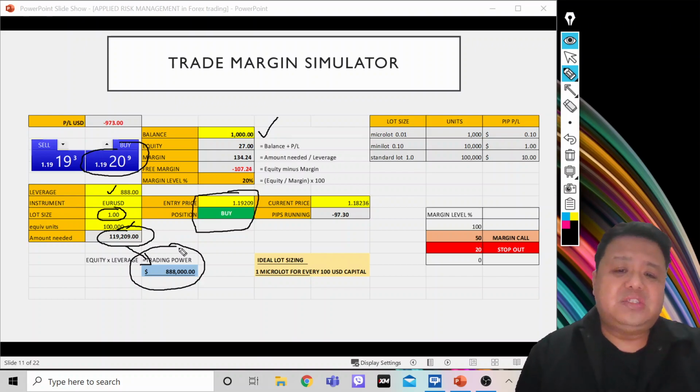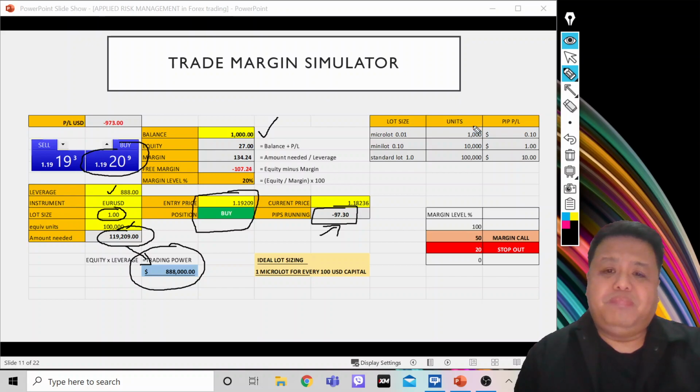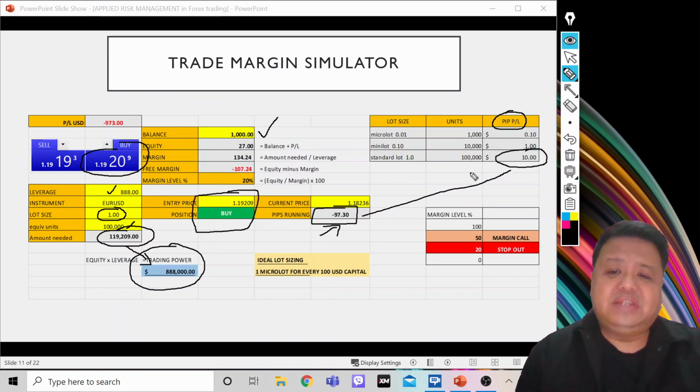However, as long as the pips is running, di ba, napag-aralan natin yung pip measurement. In this scenario, nag-move against the trader ng 97.3 pips. How bad is it? Actually, not so much. 97 pips is EUR/USD pa yan. So, normal lang yan. Kumbaga. But, because of the 1 lot, and remember our dollar value per pip per lot, ang isang standard lot will make or lose $10 kada pip kada 1 lot. So, if you're going to multiply the 97 pips with the $10, ito ang kanyang floating loss, $973.